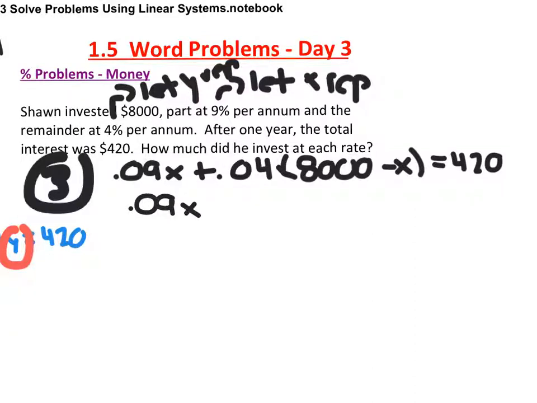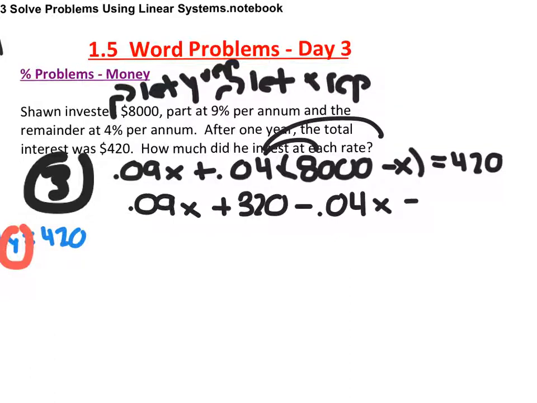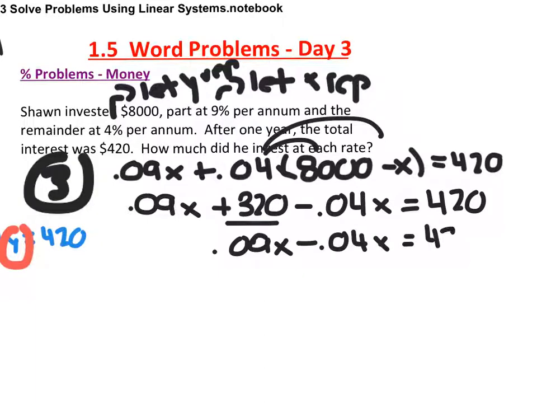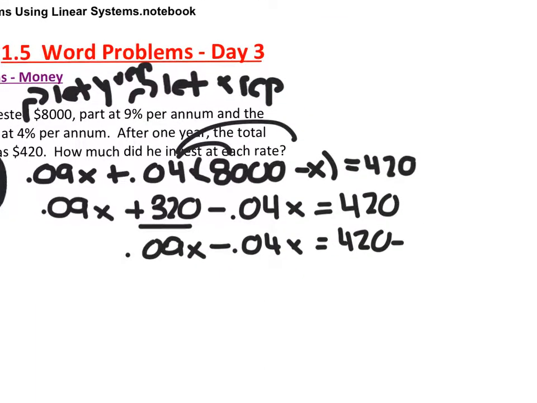So 0.09x. Now we do the distributive property. So we get 0.04 times 8,000, which gives us positive 320. And then 0.04 times x, which is negative 0.04x, equals 420. So now it's about rearranging. So I'm going to move 320 to the other side. So I get 0.09x minus 0.04x equals 420, subtract 320. So here I'm left with 0.05x is equal to 100.